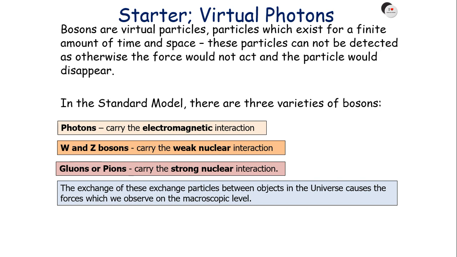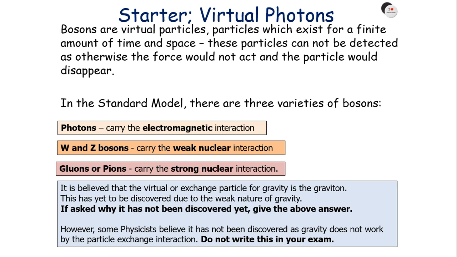W and Z bosons, which can cause the weak nuclear interaction, and gluons and pions that can cause the strong nuclear interaction. So these exchange particles can cause the force on a macroscopic scale. Now, we have never actually discovered the graviton, which is the exchange particle for the gravitational interaction. We think that could be because it hasn't been discovered yet due to the weak nature of gravitational interaction, so it's very difficult to indirectly detect a graviton.